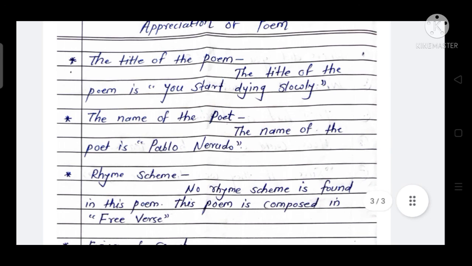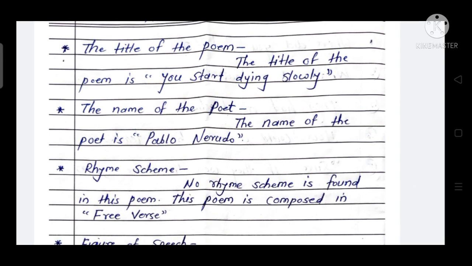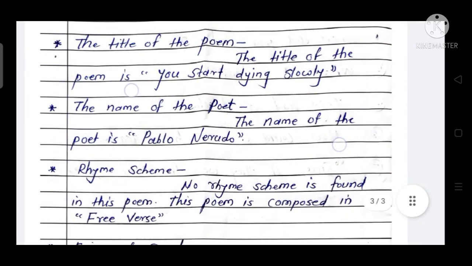Okay, now the next point, the name of the poet. This point is also very simple, and it is also already given on the question paper. The name of the poet is Pablo Neruda. This is the name of the poet of this poem.